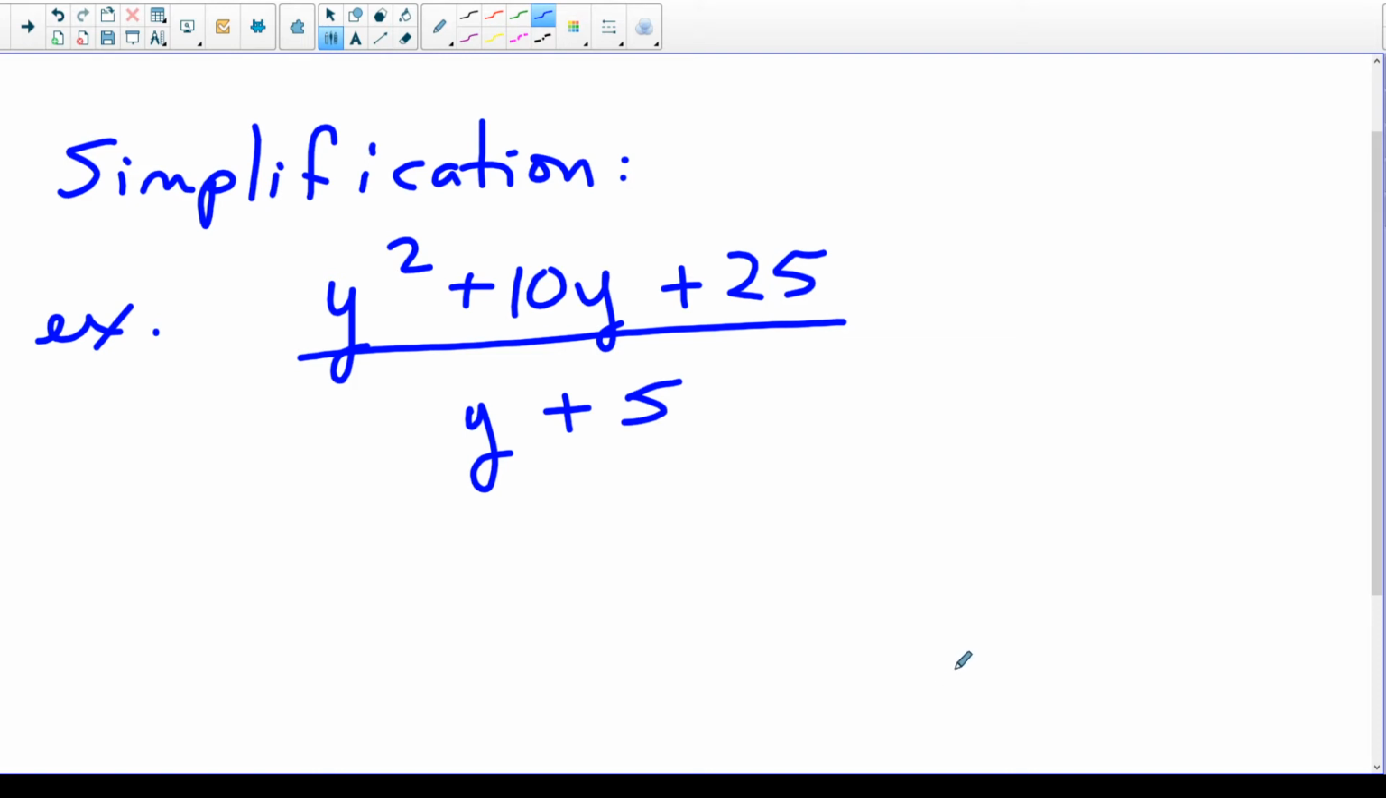So here's another example, and this time our quadratic is at the top. Now, the quadratic being at the top makes it very easy to find our restriction. Y can't equal -5. But I want to still be able to simplify that. So how quickly can you factor the numerator here? Well, two numbers that multiply to 25 and add to 10. And I'm hoping that I don't even have to write them down. I'm hoping everybody can see that it's 5 and 5, which makes that a perfect square trinomial of y plus 5 squared.